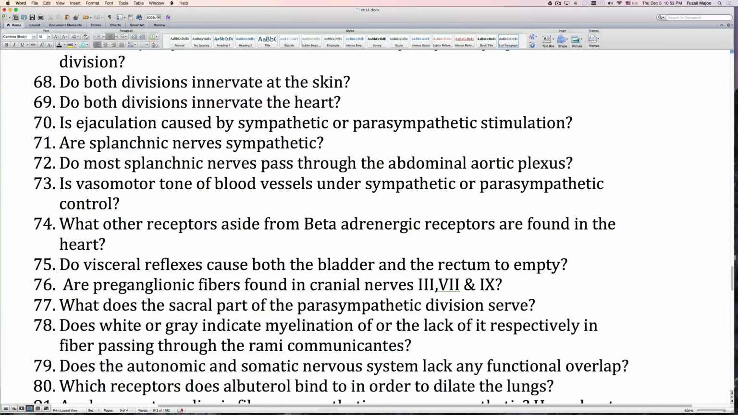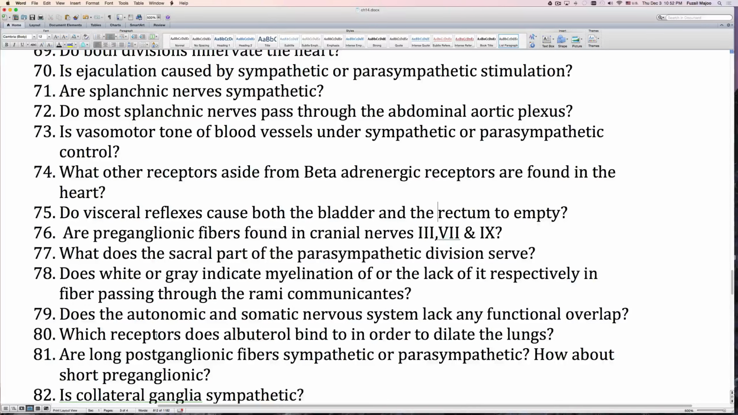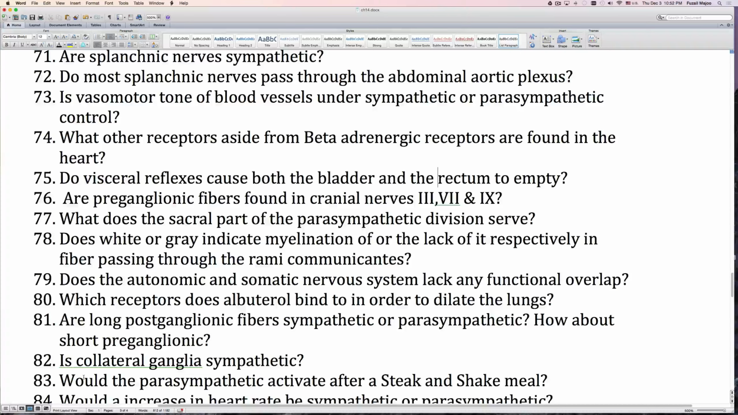Number 80. Which receptors does albuterol bind to in order to dilate the lungs? Number 81. Are long postganglionic fibers sympathetic or parasympathetic? How about short preganglionic fibers? Number 82. Are collateral ganglia sympathetic?